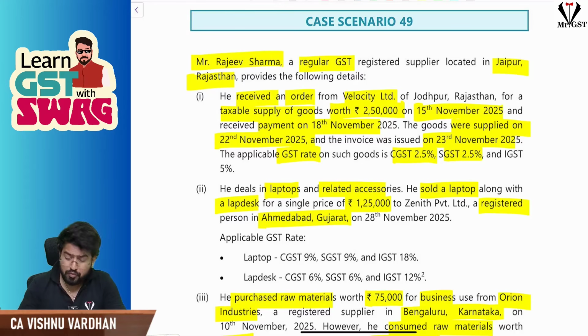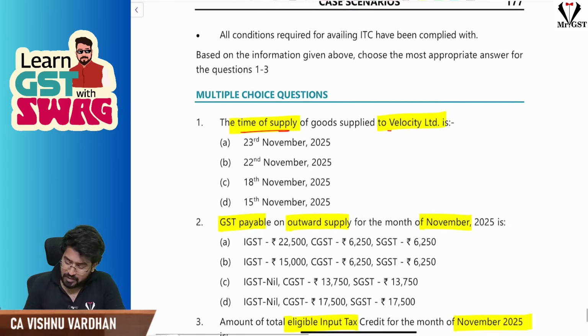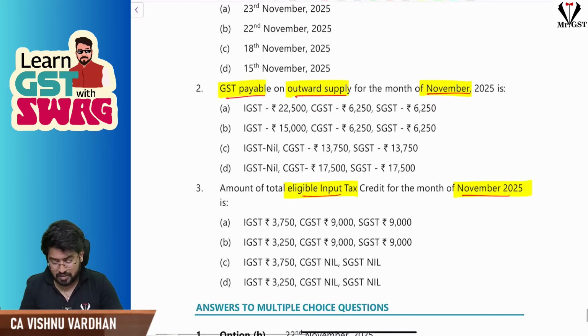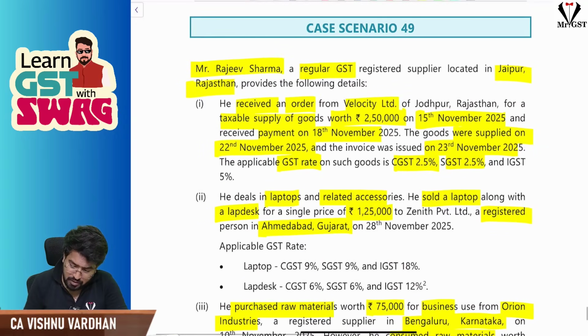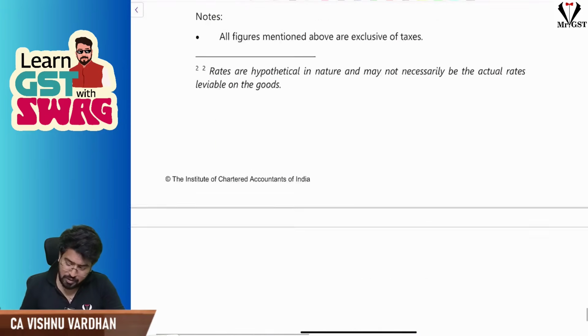So we are into finally the penultimate, last but one case study. So time of supply they're asking with respect to goods supplied to Velocity Limited, GST payable on outward supply for November month, eligible ITC for November month they're asking. So if you see here, Rajiv Sharma is registered under GST, regular taxpayer, Jaipur, Rajasthan, received an order. So this is sale they are talking about of Velocity Limited. For Velocity Limited, they have asked time of supply also.